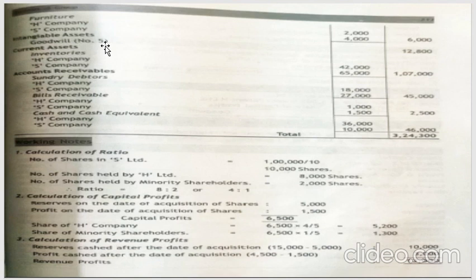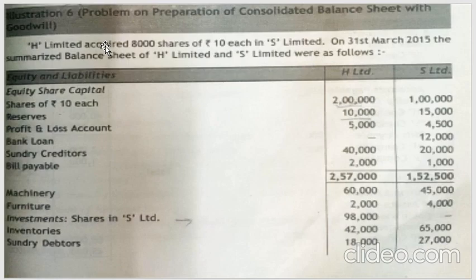Next is calculation of revenue profit. To calculate revenue profit, in the adjustment they stated the profit and reserve till the date of acquisition, but the balance sheet includes the overall reserves and profit. So this is the profit from 1st April 2014 to 31st March 2015.